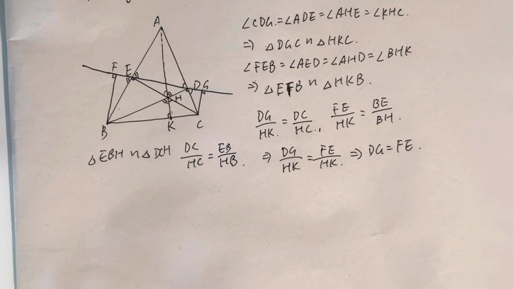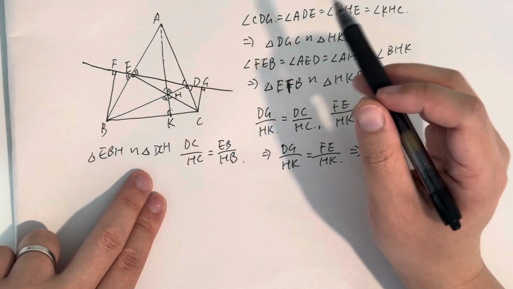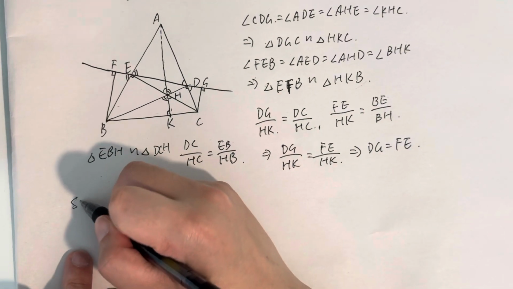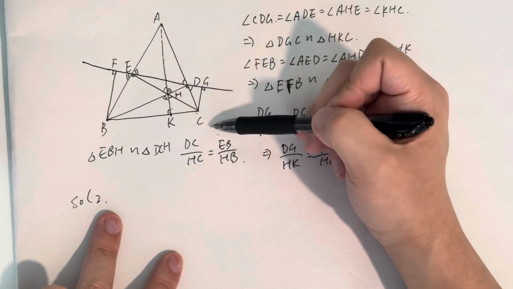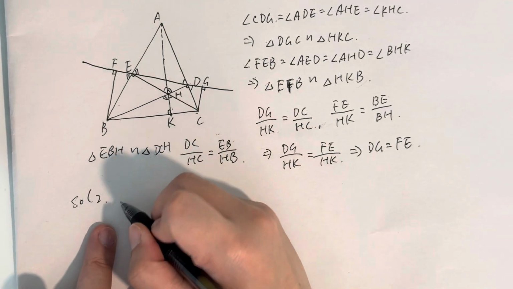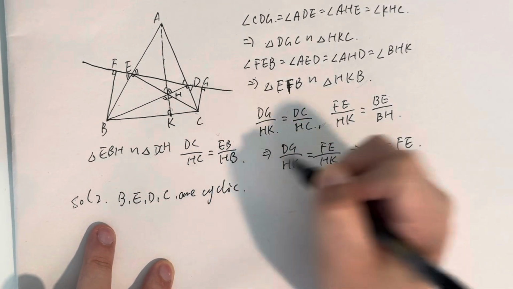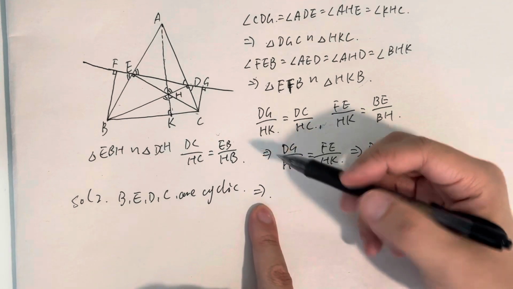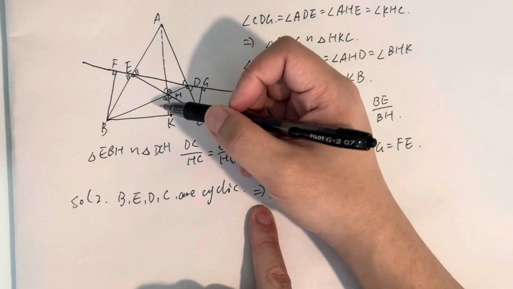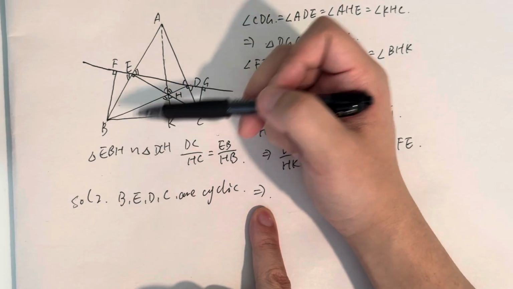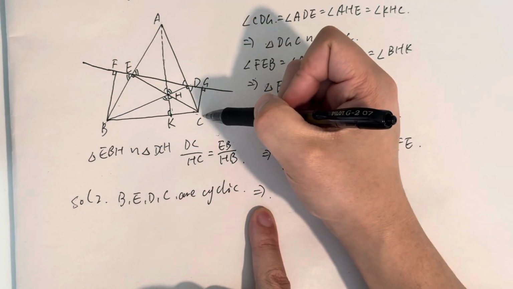Let's think about the second solution. Just look at the figure. We don't need to bring the orthocenter in for solution 2. Just think about CE is perpendicular to AB, BD is perpendicular to AC. So we know that B, E, D, C are cyclic. Because angle BEC equals angle BDC equals 90 degrees, the circumcenter of quadrilateral BEDC is the midpoint of BC.